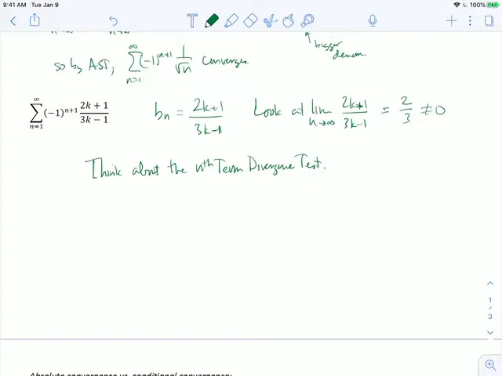And so what we have here is the limit as n goes to infinity of 2n plus 1 over 3n minus 1. These should be n's up here. My apologies.